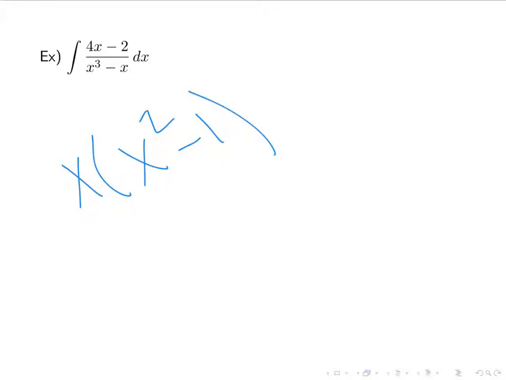X squared minus 1, again, it's 2 terms. So is there a GCF? No, we just took it out. The next thing you want to look at for 2 terms is, is it a difference of 2 squares? X squared and 1 are both squares. It is a difference, it's subtraction, so I can factor it using the difference of 2 squares.